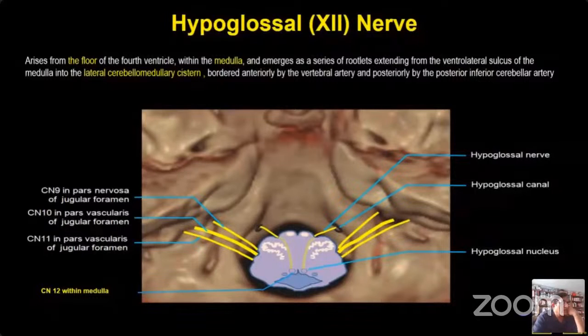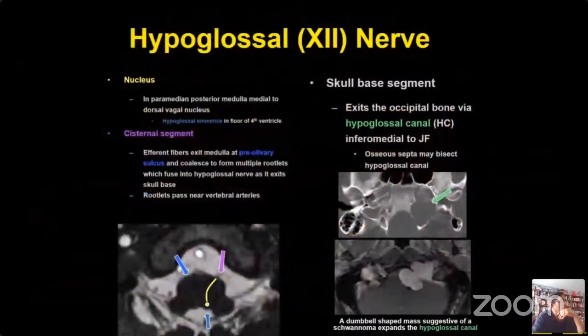This is the 9, 10, 11 arising from the sides. And then the nucleus is, of course, around the aqueduct. And then the fasciculi course through the medulla and then emerge in the pre-olivary surface, not the post-olivary surface. So that's how you can differentiate them. And if you look at the axial imaging, you can see this is the fascicular part. Here are the two 12th cranial nerves or the hypoglossal nerves.